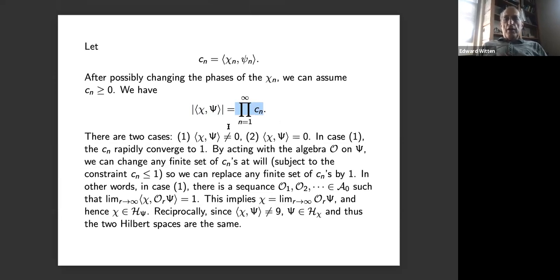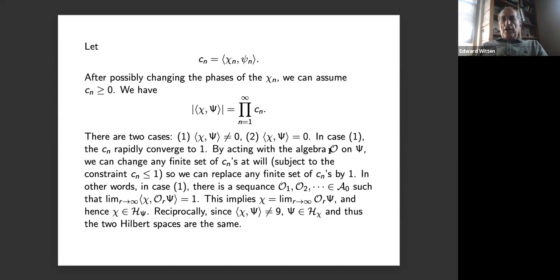So let's consider two cases. The inner product is non-zero, or the inner product is zero. In the first case, I'm going to show you that the two Hilbert spaces are the same. To make the product be positive, the C_n's are all real numbers between 0 and 1. If it's positive, the C_n's rapidly converge to 1.